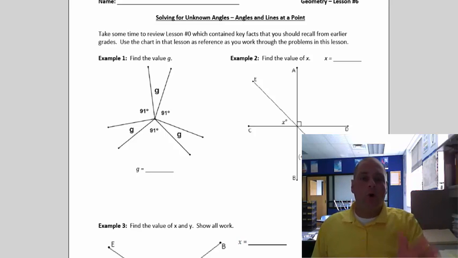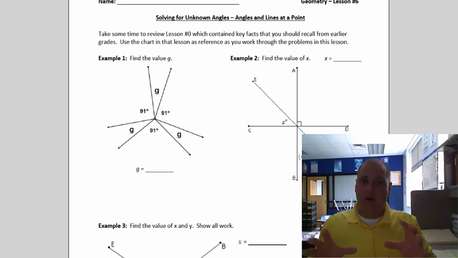Before you watch this video, or while you're watching it, hopefully you have your binder with you. I want you to take out lesson number 0, and if you don't have it with you, that's fine. Just make sure you have it in class with you tomorrow. Lesson number 0 contains key facts you should recall from earlier grades. We're going to be using those facts to do these problems.